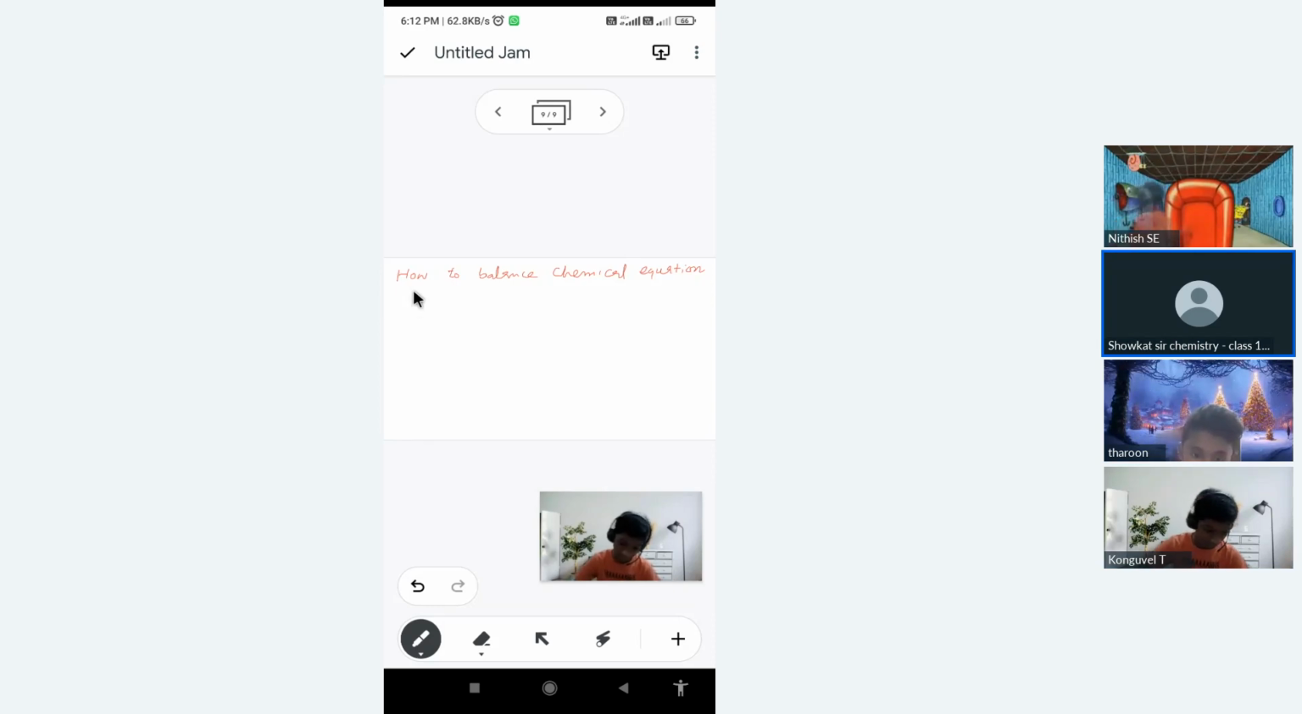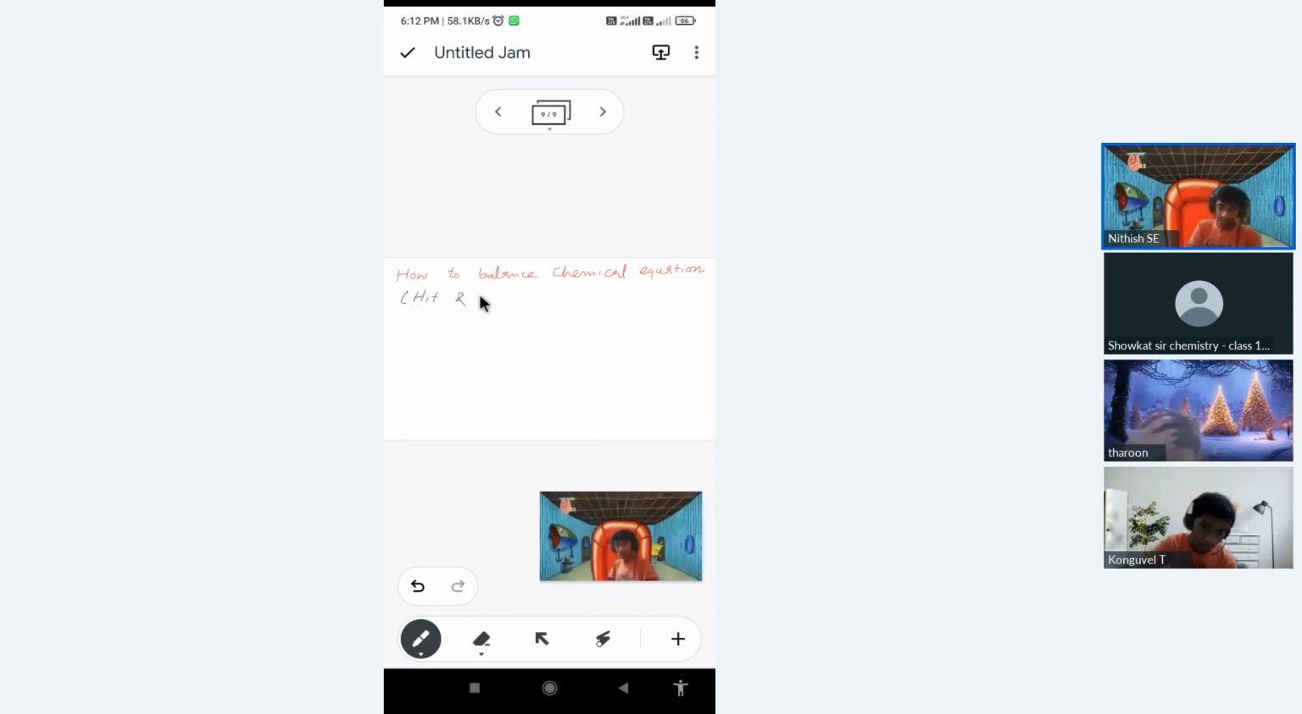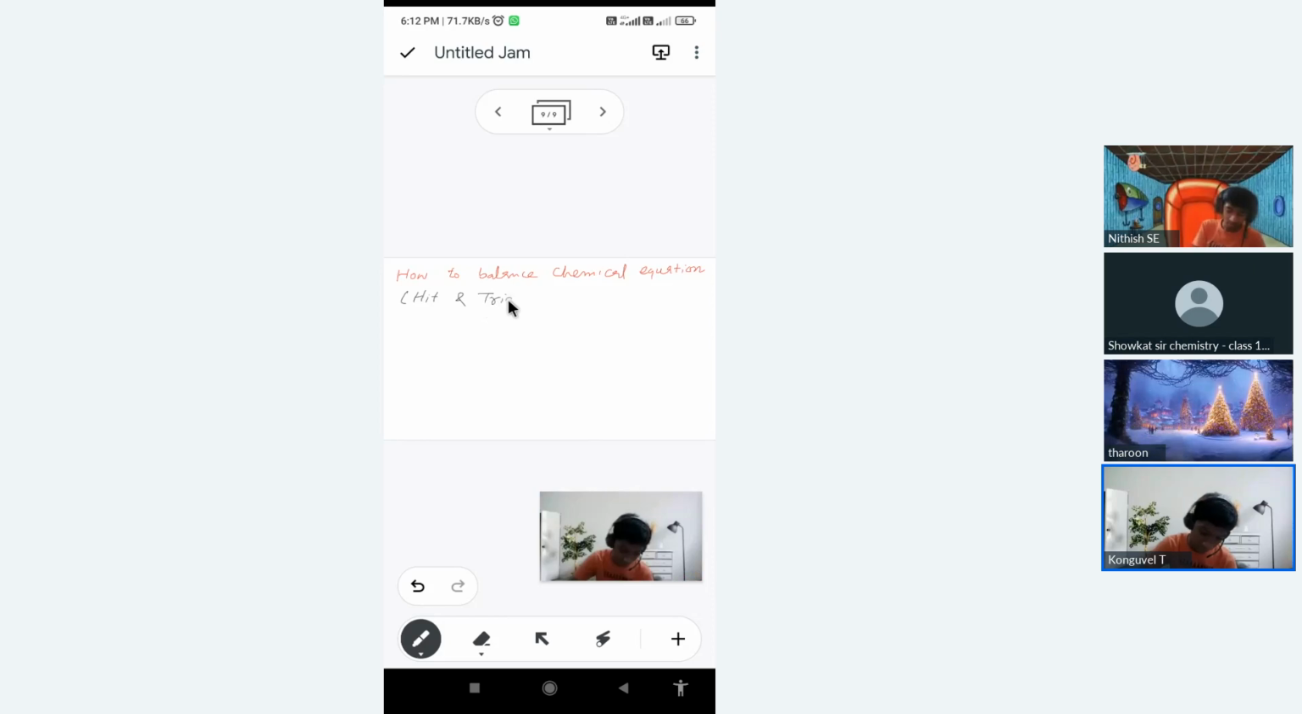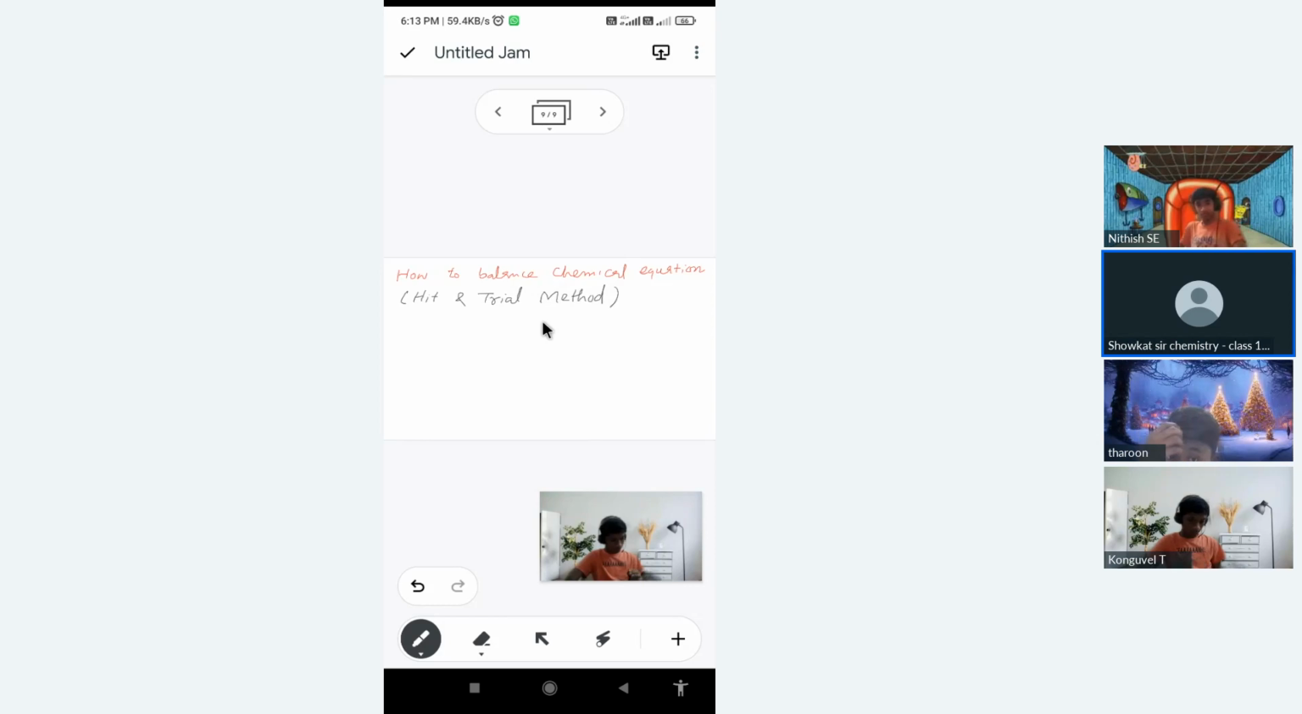Yeah, so in that method you are equalizing by multiplying by 1, 2, 3, 4, by any number. This method is known as the hit and trial method, right? Oh, we didn't learn that, sir. Okay, you just write it down that it is known as the hit and trial method. Hit and trial means you just hit and try, either by 2, by 3, or by 4, until it gets balanced, right?